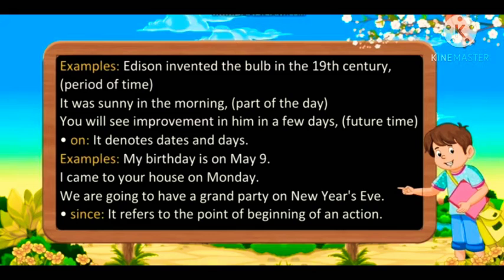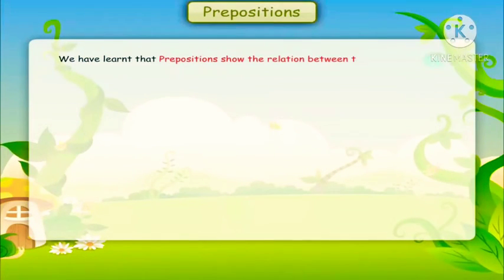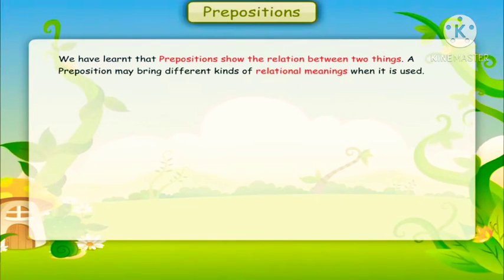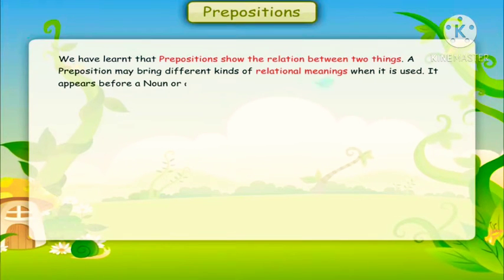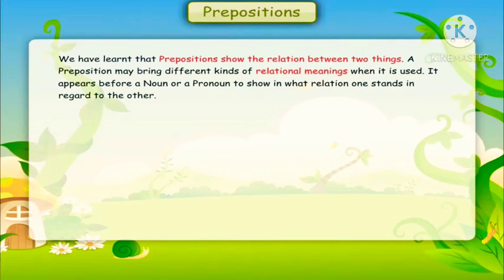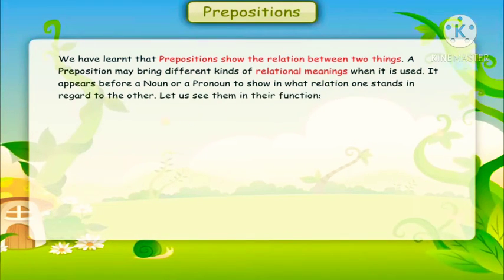Now I want you to see a video which is coming ahead for making the concept of prepositions and its kinds clearer. So let's observe it very carefully. Prepositions. We have learnt that prepositions show the relation between two things. A preposition may bring different kinds of relational meanings when it is used. It appears before a noun or a pronoun to show in what relation one stands in regard to the other. Let us see them in their functions.